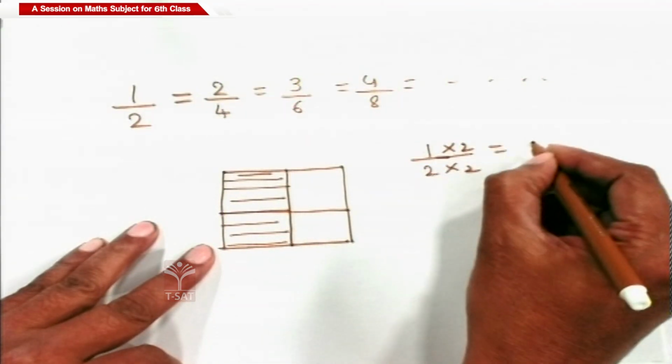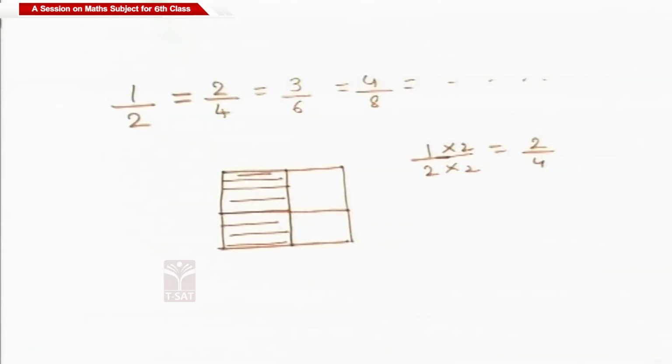Then what do we get? 2 over 4. That is the equal fraction. If you multiply the numerator and denominator by the same number, it will give equal fractions.